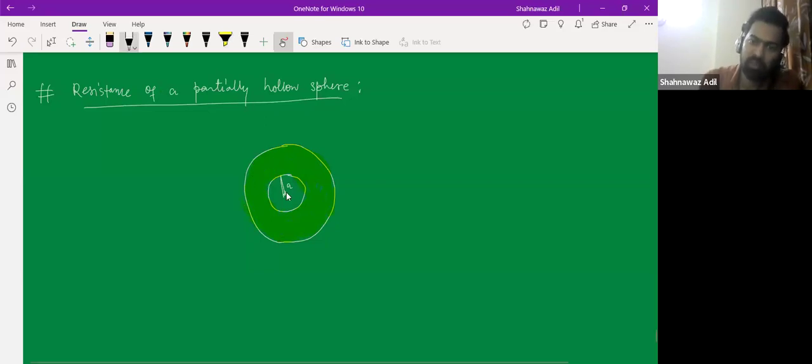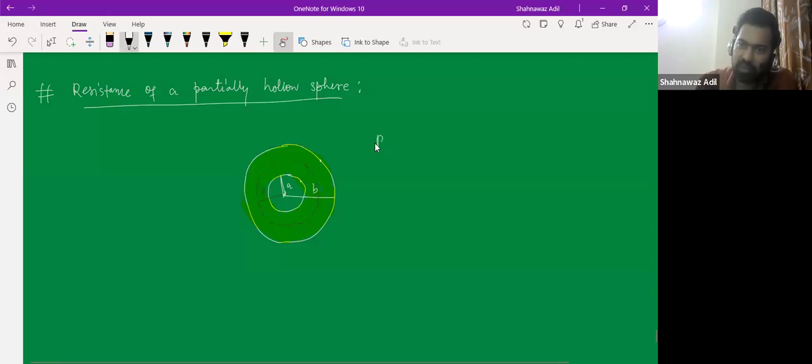And the question is, what is the distance B? So the question is, what is the resistance between this point and this point? Right. So again, we will assume a sphere of radius x. What is the surface area of the sphere?